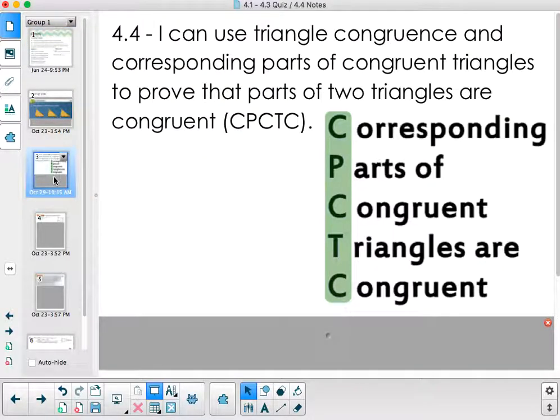4.4, the learning target for 4.4 says, I can use triangle congruence and corresponding parts of congruent triangles to prove that parts of 2 triangles are congruent. We abbreviate this expression to be CPCTC. CPCTC stands for the fact that corresponding parts of congruent triangles are congruent.